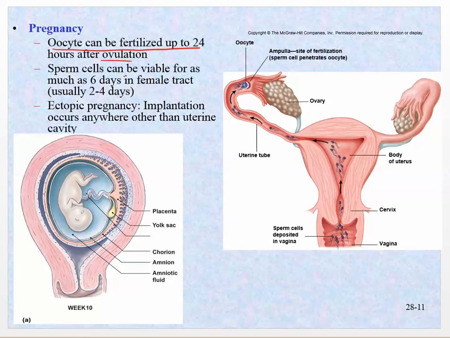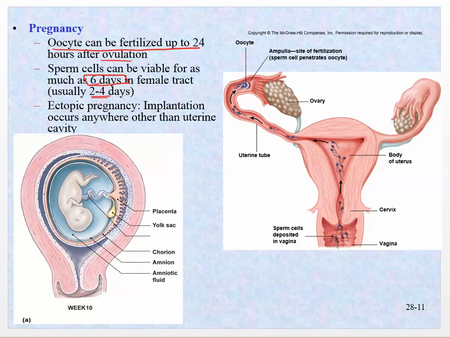However, what tends to happen, sperm cells can be viable for as much as 6 days. It's usually about 2 to 4, but most things that you will read will give the maximum amount because they want people to be careful. So they say, oh, you need to be very, very careful. You shouldn't have sex for a long time before ovulation because these sperm can live in there for a long time. And like I said, it's usually a couple of days, but it can be as much as 6.